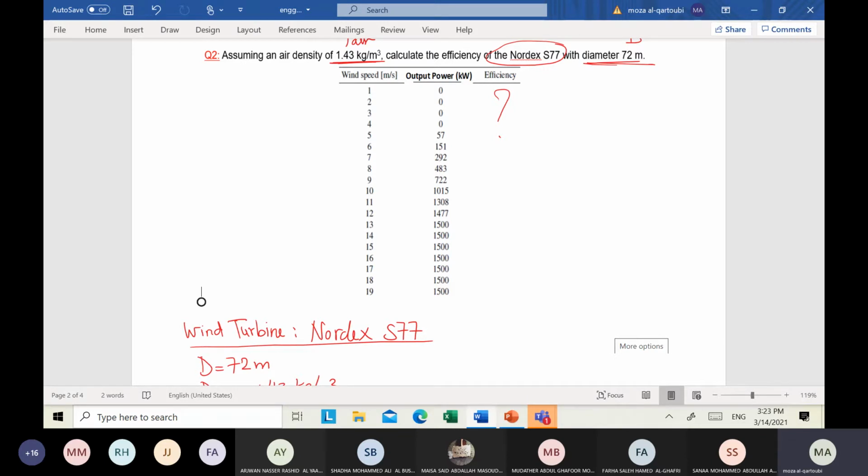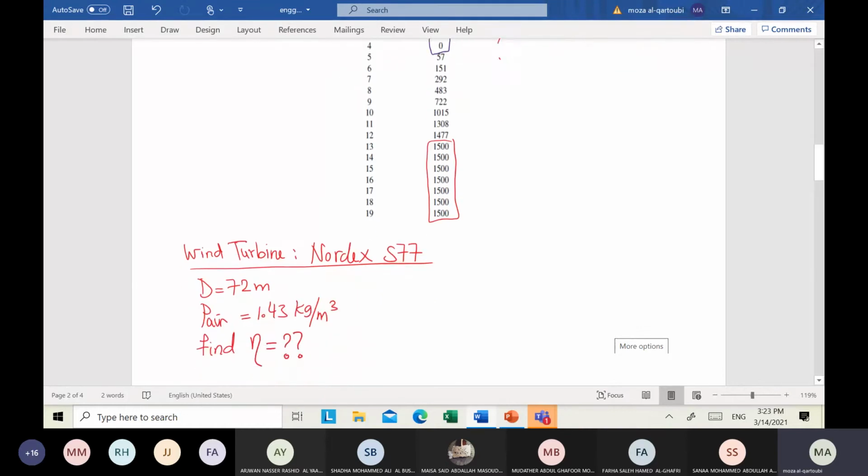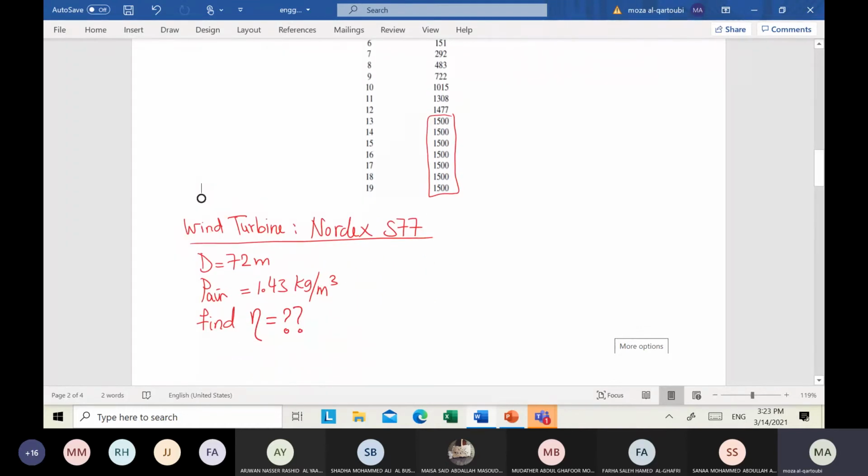value, 1,500 kilowatt. So this is the value, same here. Also, this value will be 0. It depends on the velocity or speed of the wind. So now we need to find the efficiency in general. How to find efficiency?